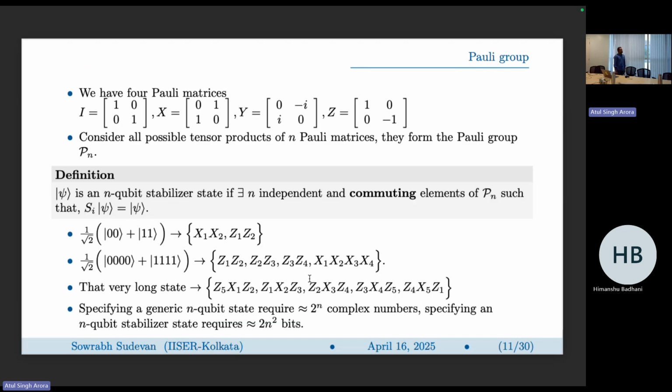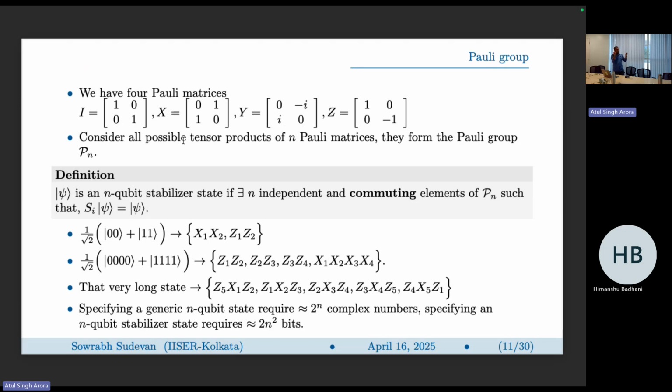Before that, I have to talk about what the Pauli group is. So we have these 4 Pauli matrices: the identity matrix, and the X matrix, Y matrix, and Z matrix. These span the space of 2 cross 2 Hermitian matrices. So they are useful for a lot of things.